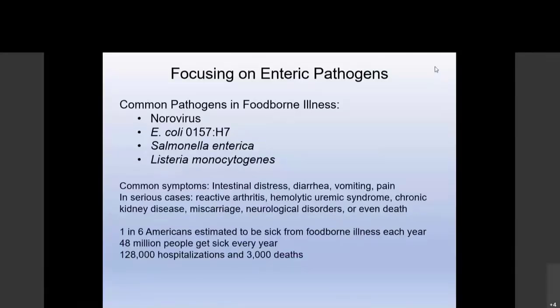Those are mild symptoms, but in serious cases, you can experience reactive arthritis, hemolytic uremic syndrome, chronic kidney disease, miscarriage, neurological disorders, or even death. The CDC estimates that 1 in 6 Americans will be sick from foodborne illnesses every year. That's about 48 million people, and it results in 128,000 hospitalizations and 3,000 deaths. So this is something definitely to try to avoid on all levels.